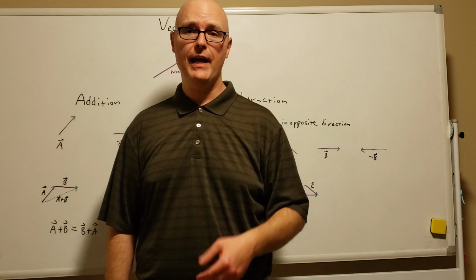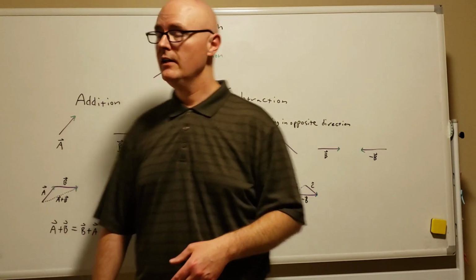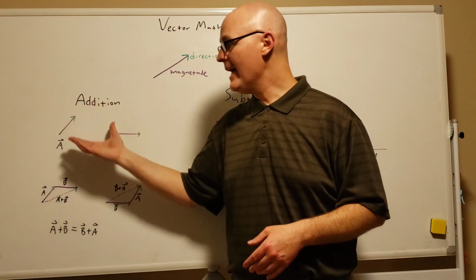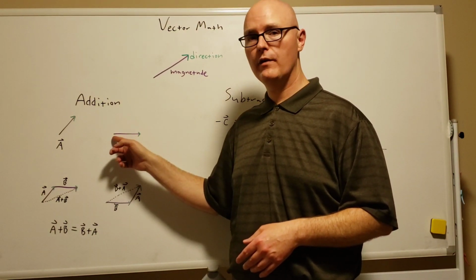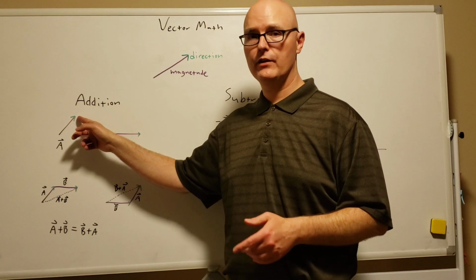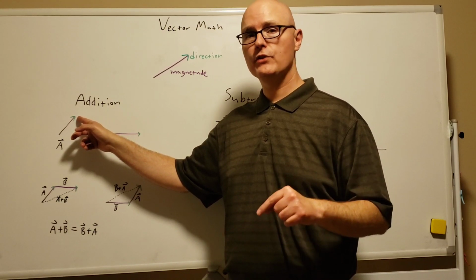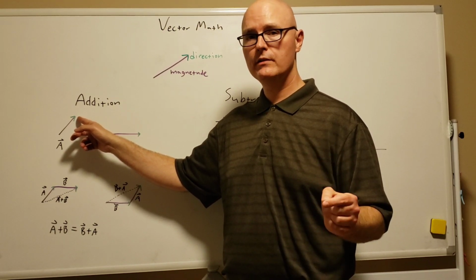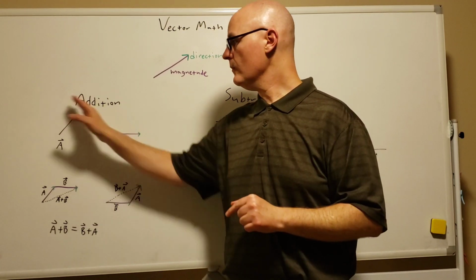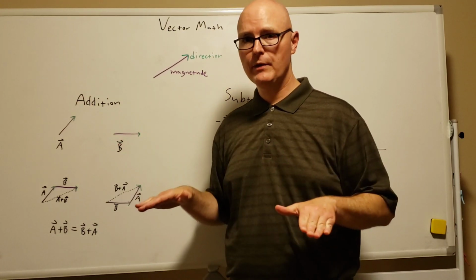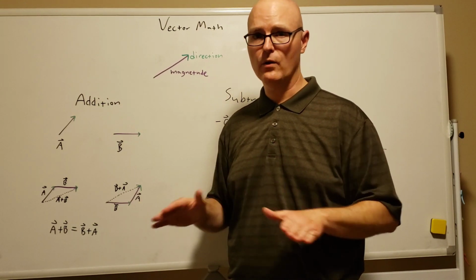All right, so now let's look at addition and subtraction. If I want to add two vectors, I will attach the tail of one vector to the head of the other vector, then draw a resulting vector from the origin to the head of the second vector. It doesn't matter what coordinate system you're in, it's the same process for all coordinate systems.